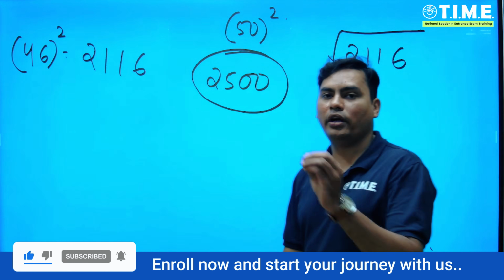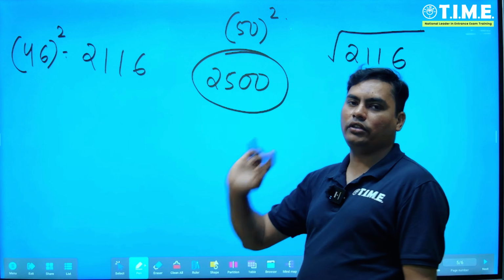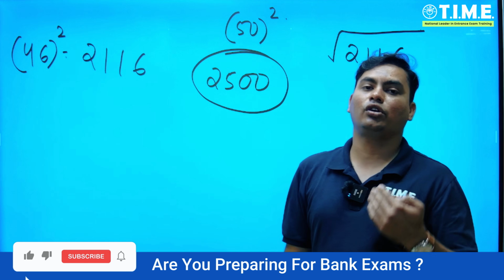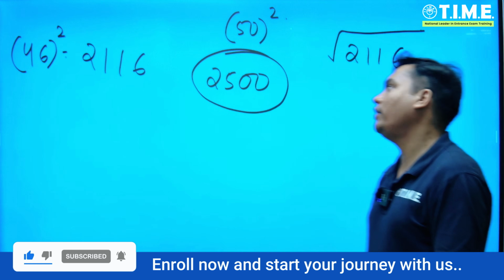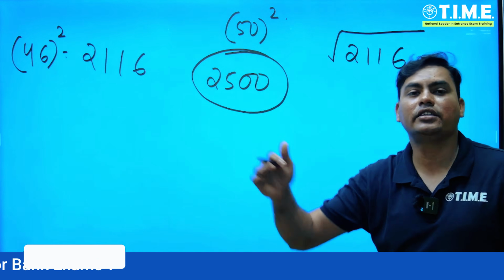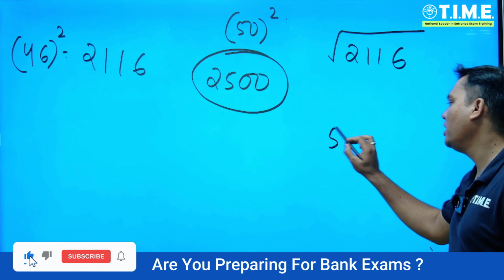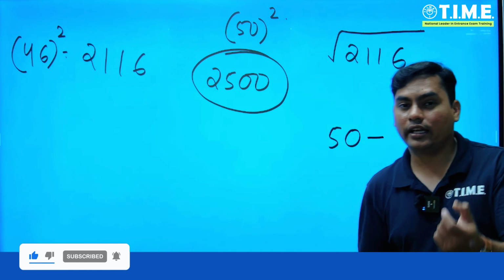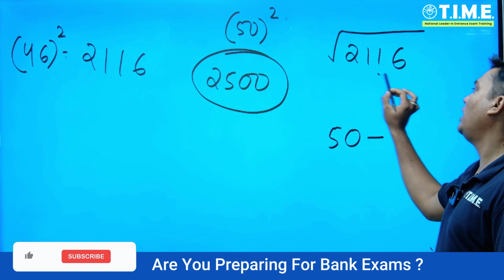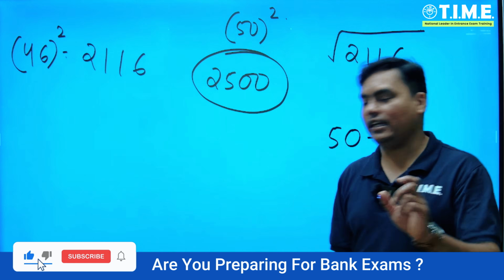Now, is 2116 more than 2500 or less than 2500? Obviously less. When it is less than 2500, it is less than 50 square. Okay, it is less than 50. That means I should subtract some number from 50. How do we find that number? I will observe the last two digits, that is 16.